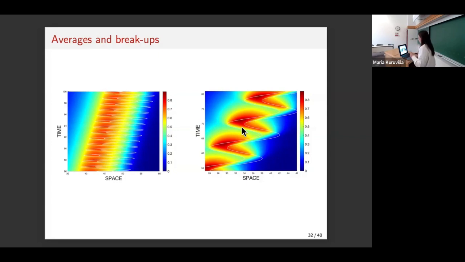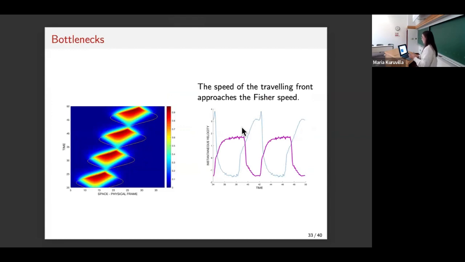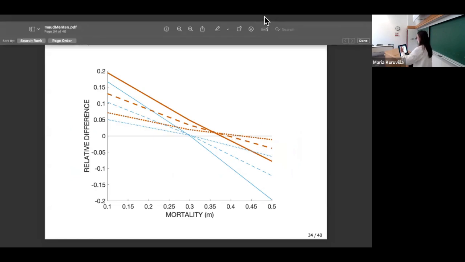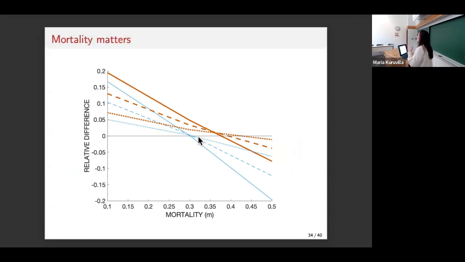Now, the other phenomenon we see for the short-lived species is this bottleneck. Remember, they're much more reactive. They see these deep troughs during times of contraction, but the reaction allows them to actually establish these traveling fronts during times of expansion, associated with those larger population sizes, and these traveling fronts actually approach the Fisher speed. Mortality matters. These are all with reference to low mortality. You cannot have high mortality and see an increased abundance with this kind of variation.